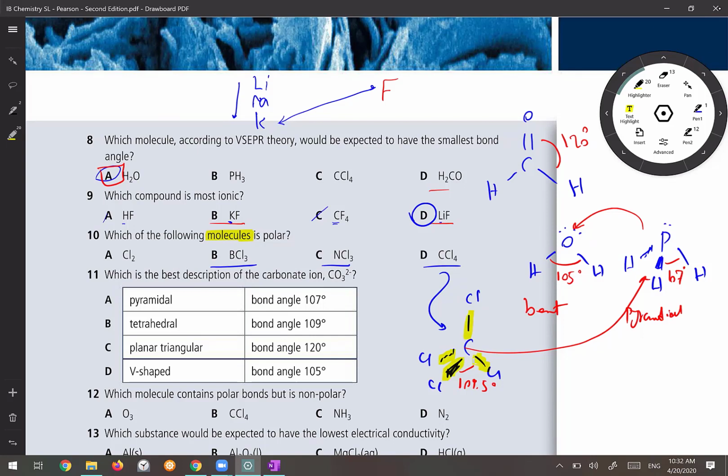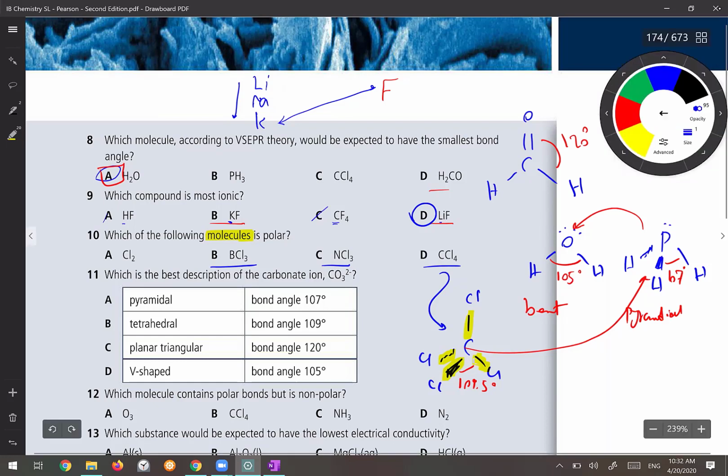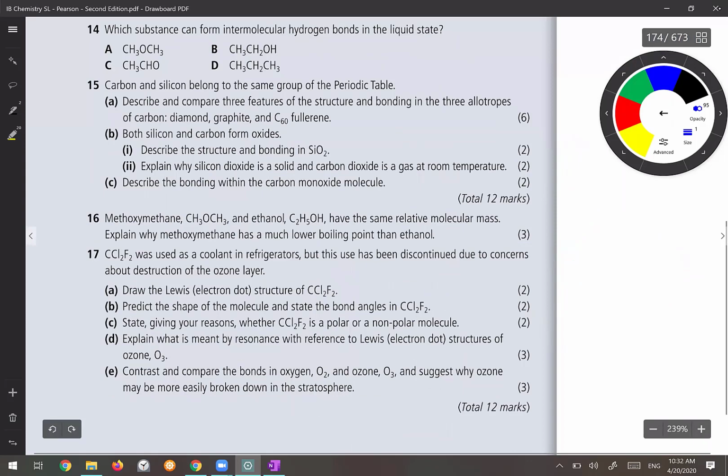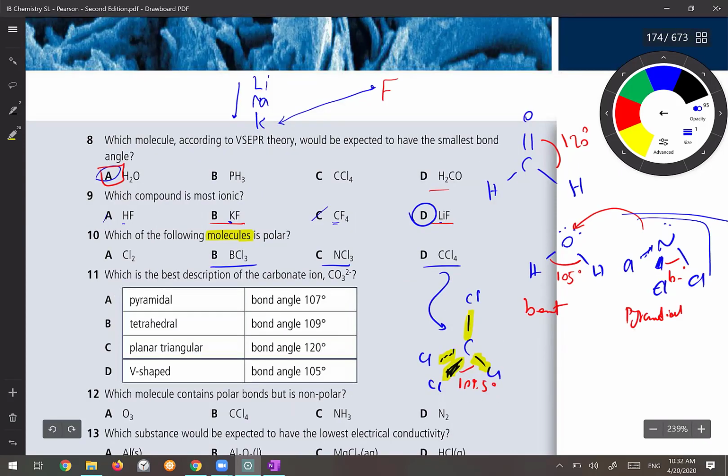So let's go to BCl3 and NCl3. NCl3 is like here. You have N, and here we will have Cl, Cl, Cl. Is this structure polar or non-polar? It's polar, exactly. A pyramidal structure is polar. If the bonds are polar, the trigonal pyramidal structure would be polar. So the answer is this one.